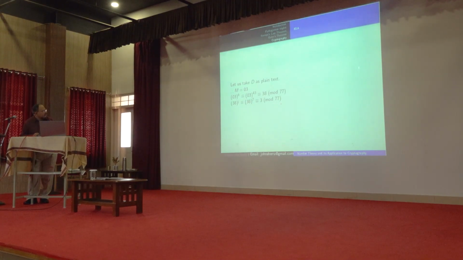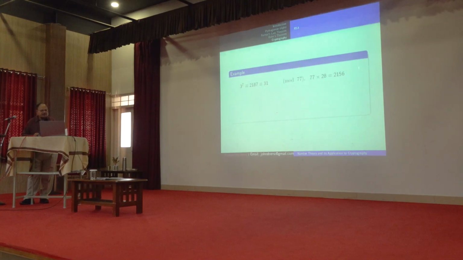Next, we are sending this 38, instead of sending D. The receiver receives 38 and then he raises power J on that. That is power 7. And 38 power 7 is congruent to 3 mod 77, and that 3 is D. So, he gets back that D. Right? Now, the calculations, how the calculations were done, I hope they are there.